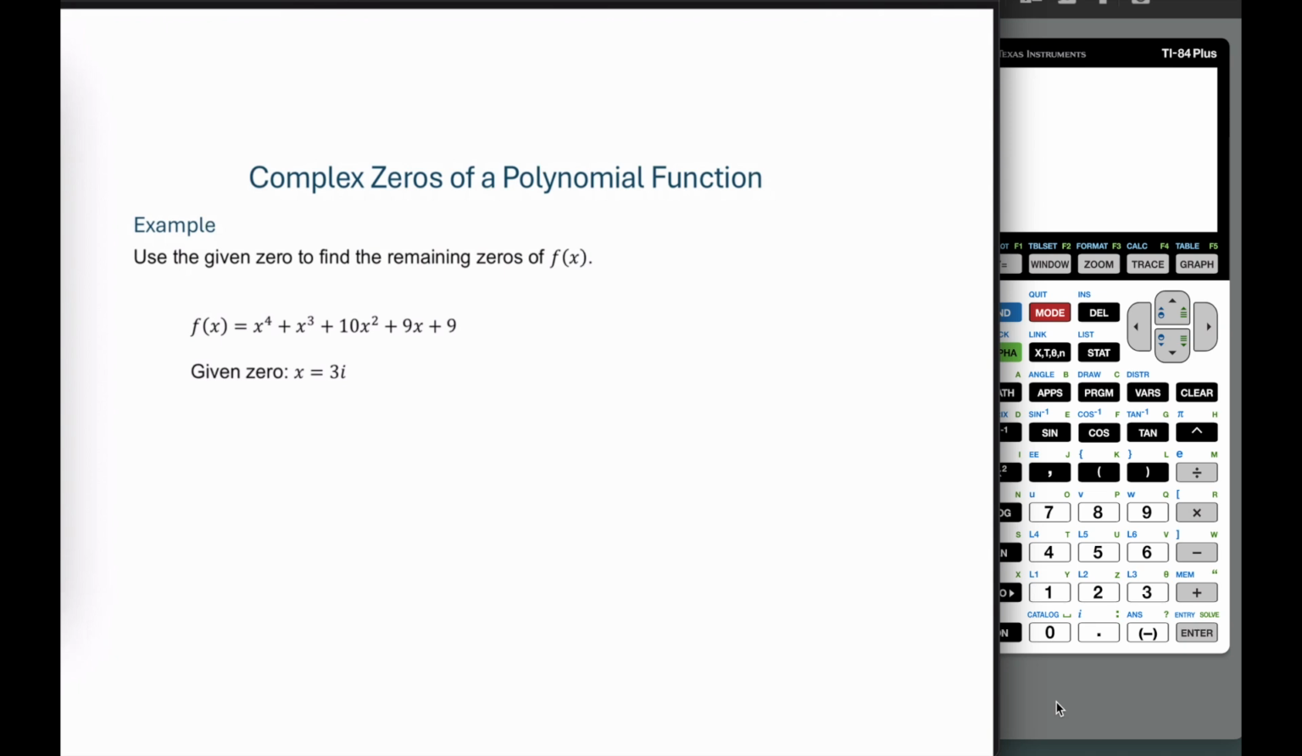In this polynomial, we're given a zero and asked to find the remaining zeros. Since the zero that we're given is complex, we can use the conjugate pairs theorem to determine that the complex conjugate of 3i must also be a zero. Complex zeros come in conjugate pairs. So if one complex number is a zero, its complex conjugate must also be a zero.